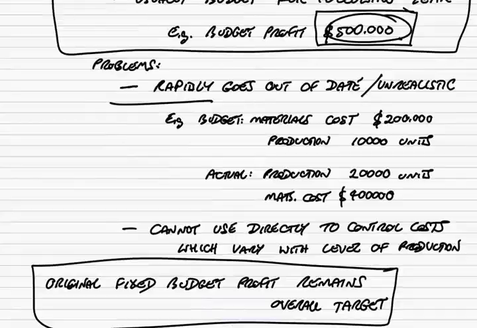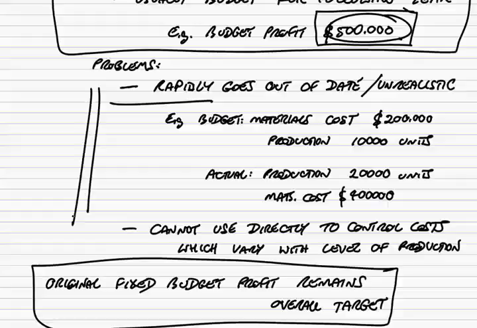If I can do better than 500, great. But the minute I see something's gone wrong that's going to reduce that profit, again, I'll look for ways of trying to save money elsewhere. Whatever happens, I'm still aiming to make at least 500,000. However, I've said enough there. The fixed budget is your original budget. There are problems, particularly those two, but it does remain the target.